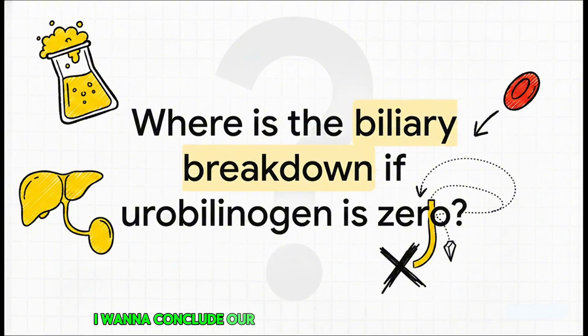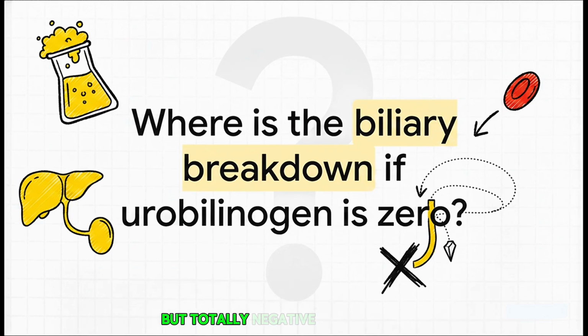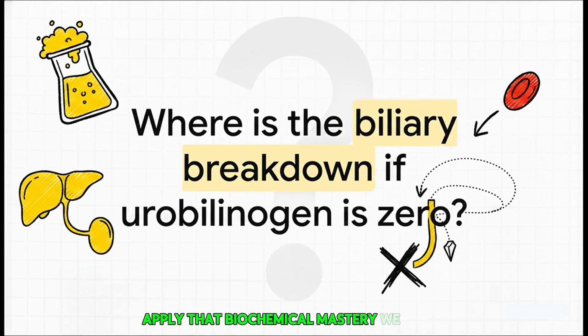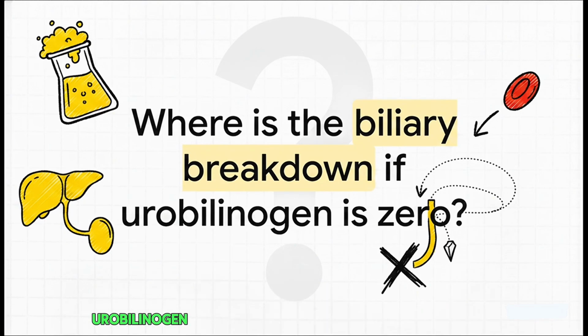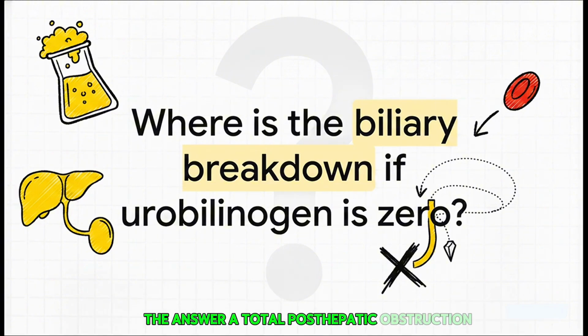I want to conclude our explainer today with a provocative diagnostic puzzle for you all. If a patient presents to you with intensely yellow urine foam, but totally negative urine urobilinogen, where exactly is the breakdown in their biliary system? Apply that biochemical mastery we just built. Yellow foam means water-soluble conjugated bilirubin is freely floating in the blood, and negative urobilinogen means absolutely nothing is reaching the gut. The answer? A total posthepatic obstruction. You're likely looking at a lodged gallstone or a tumor.